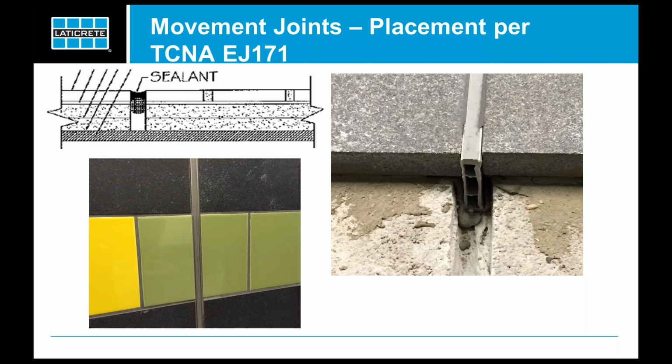Movement joints are absolutely essential in any tile installation. So here we see depicted a floor installation and a vertical one. You can use pre-formed strips or the silicone, fully sealant filled joints as we saw before using Laticrete Laticel silicone. But they are absolutely necessary in any installation. And the Tile Council of North America provides a lot of information with their section on this, and it's EJ 171 in their handbook that talks about that.